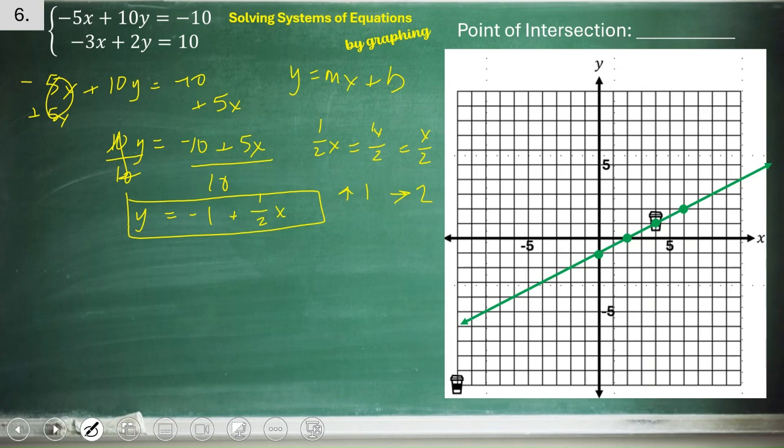Just as a side note, you can also take 2 negative movements to get a positive slope. So I could have gone down 1 and to the left 2. And because 2 negatives make a positive, you're still on the line. So that's an option for you as well.